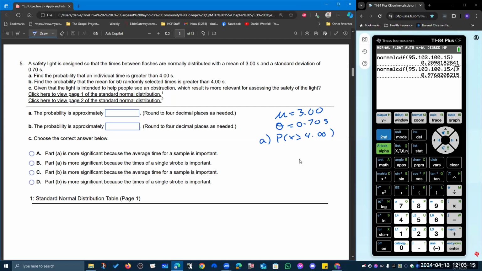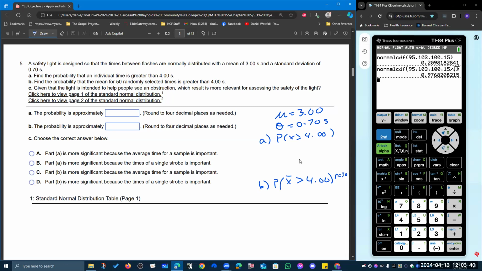Then part B asks us to find the probability that x bar is greater than 4.00, and n is 50 here. And then C will answer this question here.